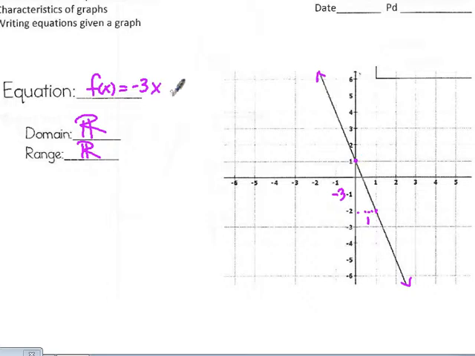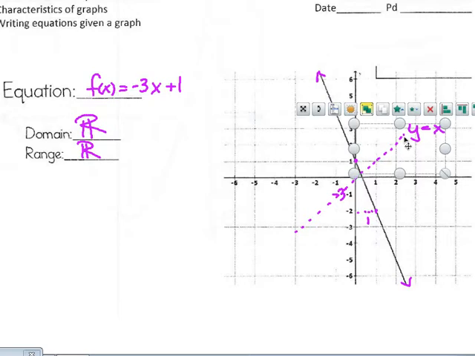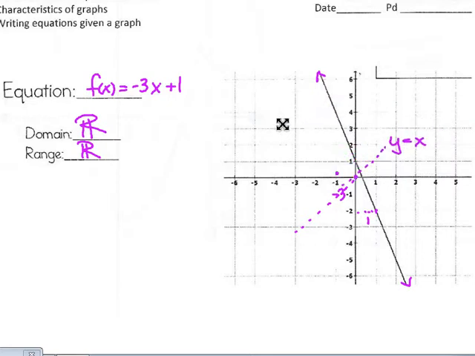Y-intercept is +1. So if we look at this in terms of transformations, our parent function started at 0, 0 with a slope of 1. Our parent function was y equals x. And a couple things happened. It shifted up 1. So I'm going to take this line that I just drew. The whole line's not going to come, but let's do half of it. Okay, so I take this line, y equals x, I shift it up 1.